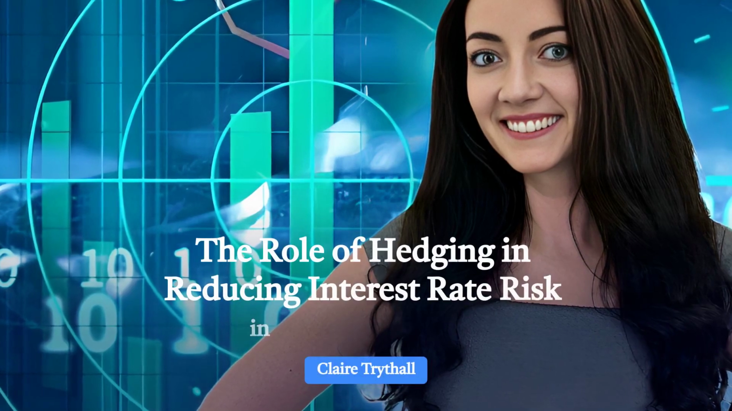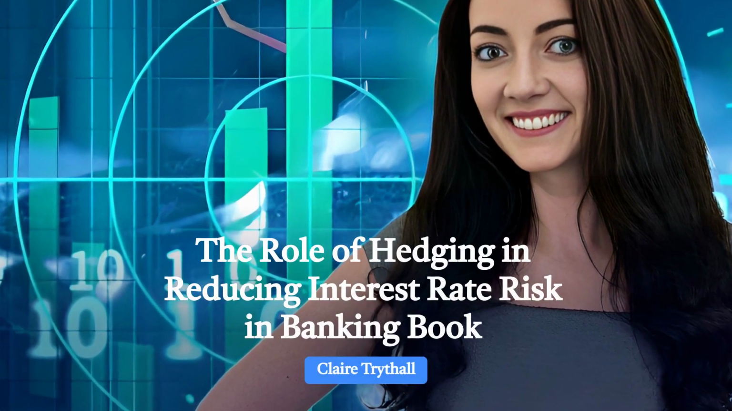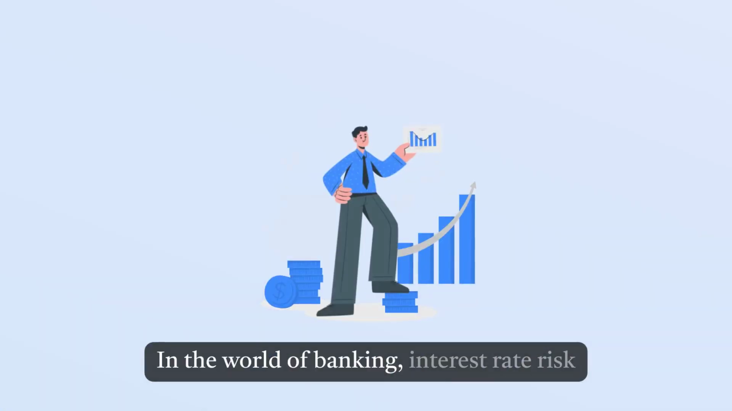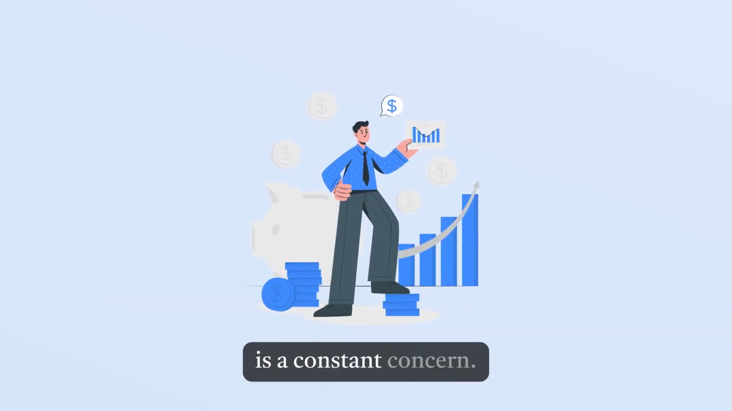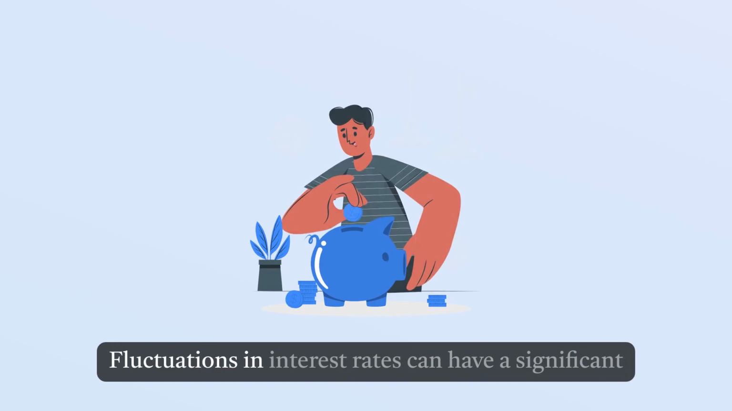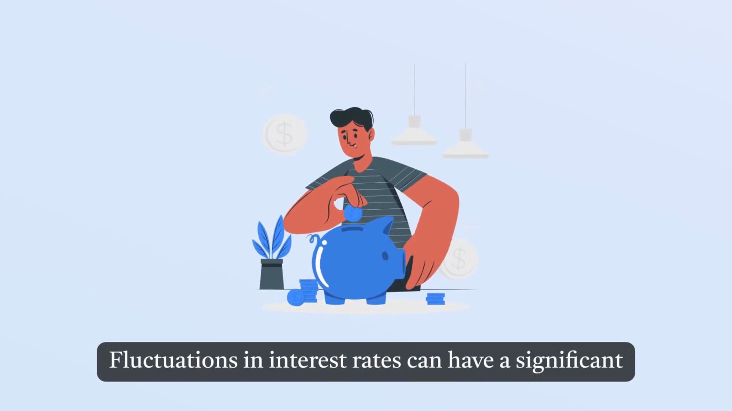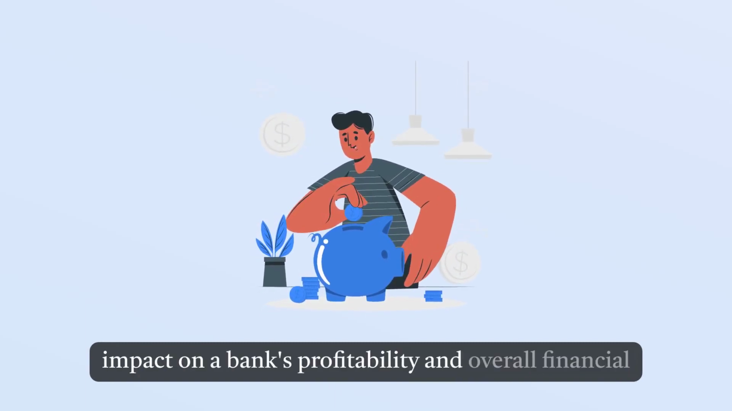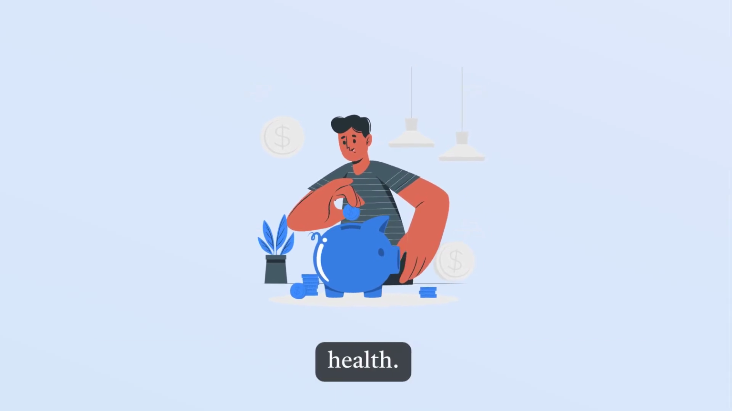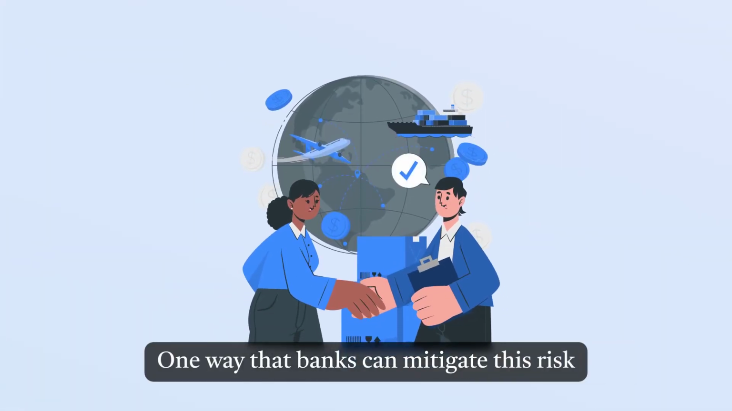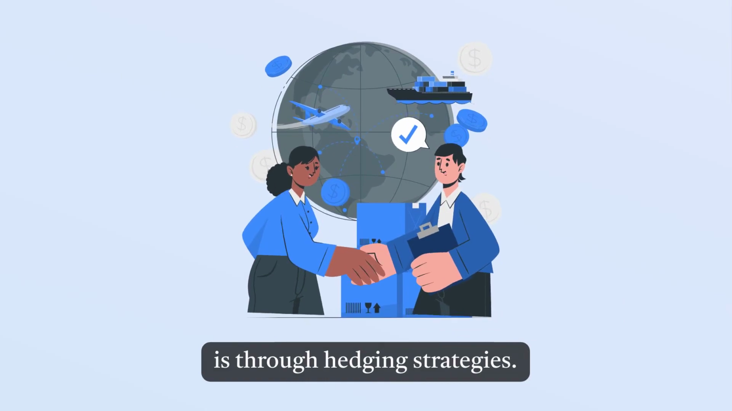The role of hedging in reducing interest rate risk in banking book. In the world of banking, interest rate risk is a constant concern. Fluctuations in interest rates can have a significant impact on a bank's profitability and overall financial health. One way that banks can mitigate this risk is through hedging strategies.